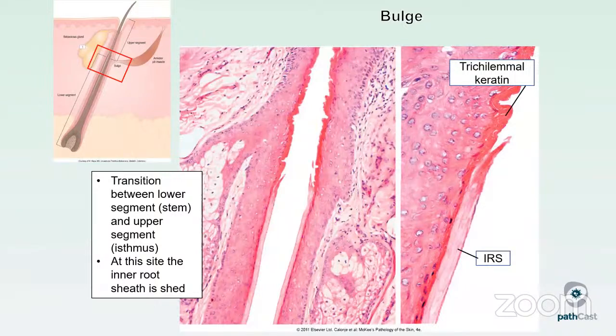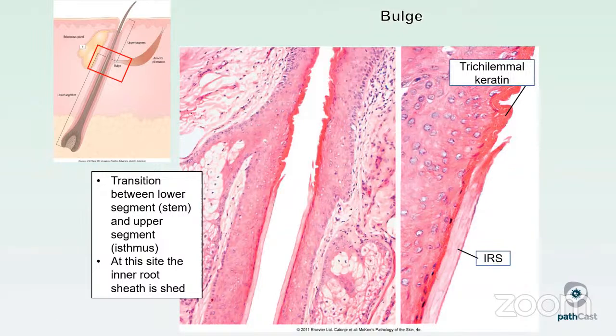So here we have the transition between the lower segment, the stem, and the upper segment, the isthmus. At this site, the inner root sheath is shed, right? So we were following that inner root sheath from when it got keratinized at the level of the stem. And now it is being shed right here. We see it being shed at the level of the isthmus. And above that, we have instead the tricholemmal keratinization that is characteristic of our isthmus.